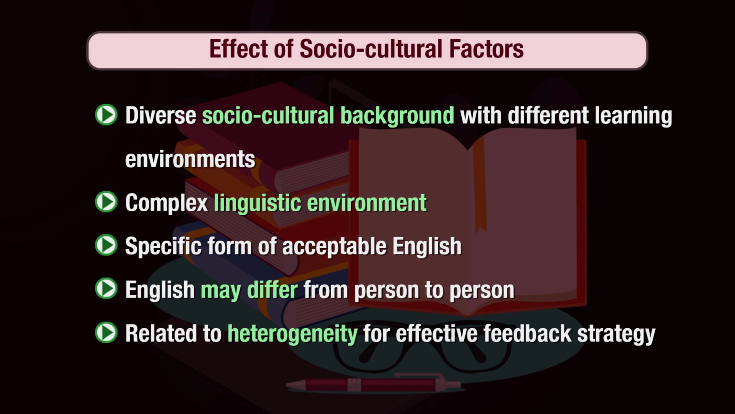The fourth consideration is the effect of socio-cultural factors. In the Indian context, the students come to the classroom from a diverse socio-cultural background with different learning environments. Students come from a complex linguistic environment. The teachers often struggle with the notion of a specific form of acceptable English. In addition to this, their misconceptions and confusions regarding using English may differ from person to person. It is necessary to address these issues related to heterogeneity for effective feedback strategies.